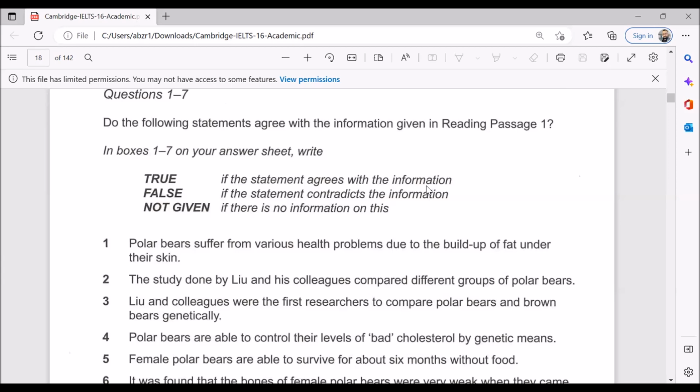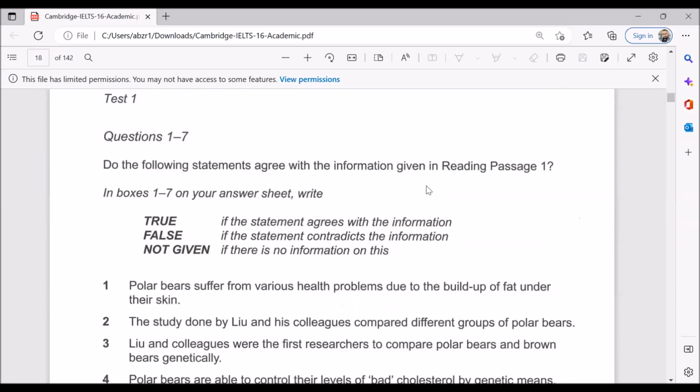But yes, no, and not given are related to opinion. These are not factual statements. They will give you some opinions and you can say yes, no, not given. That's the difference. But one very important thing, as you can see, there are instructions and they have given true, false, and not given: if the statement agrees with the information, if the statement contradicts the information, and if there is no information on this. So you have to answer by mentioning true, false, and not given.